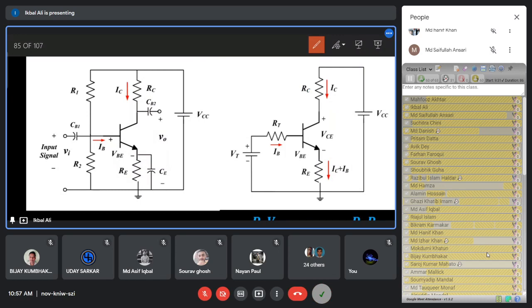Now you see that in the output side of this circuit, that means this portion of the circuit, you cannot do anything. The RC resistance is connected to the collector, the RE resistance is connected to the emitter, and that is also connected to the VCC supply. So in this portion of the circuit, you cannot simplify much, because there is an electronic device, the transistor, so you cannot simplify this portion.